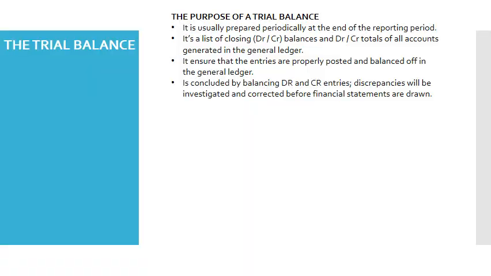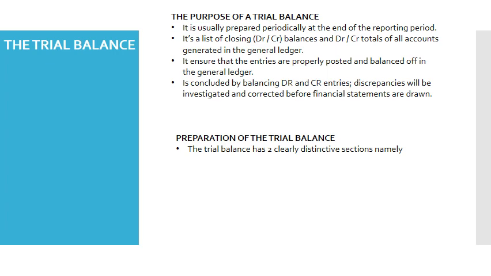The trial balance is usually prepared periodically at the end of the financial period. It's a list of closing debit and credit balances, as well as debit and credit totals of all accounts that were generated in the general ledger. It ensures that the entries are properly posted and balanced off in the general ledger. It's concluded by balancing the debit and the credit entries. Any discrepancies will be investigated and corrected before the financial statements are drawn.